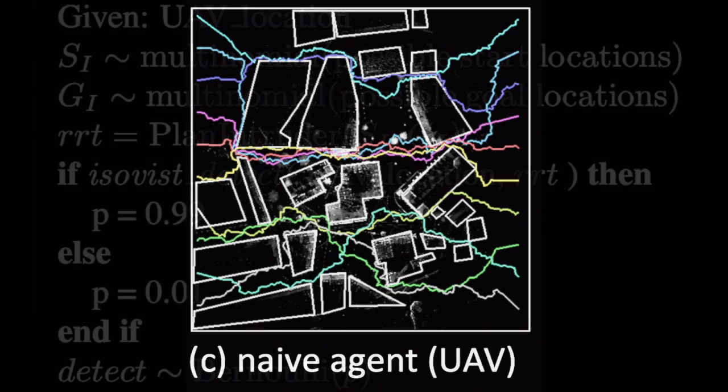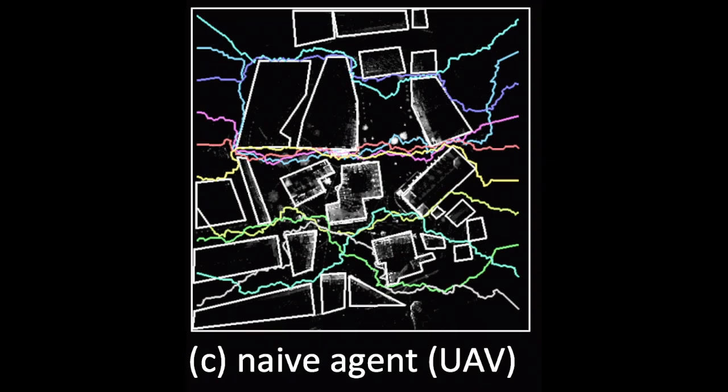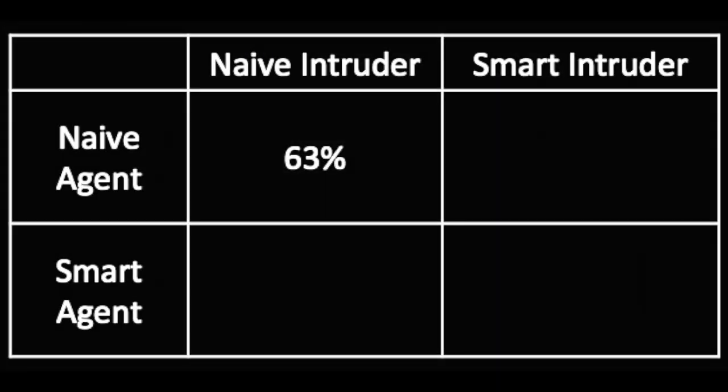His code looks something like this. A naive agent, or UAV, who's searching for the intruder might use a simple grid search, like this. If you pit the simple intruder against the simple UAV, you get a detection rate of about 63%.